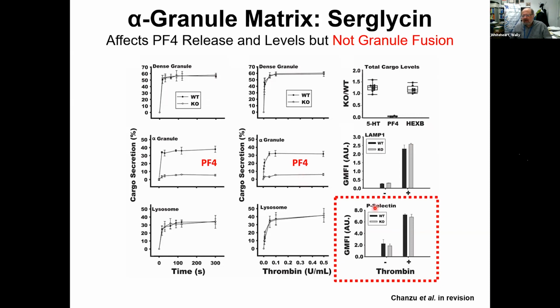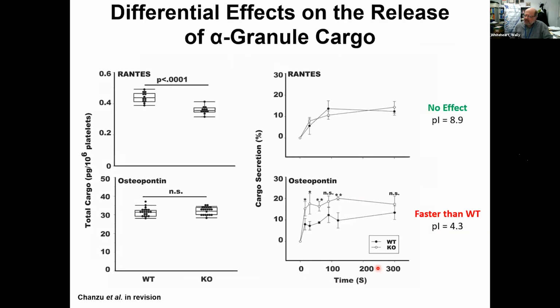Now, the granules are fusing because we see P-selectin exposure, and that's because this granule membrane protein can actually exteriorize out to the surface. So we know the fusion pores are being made correctly, but this particular cargo is not coming out correctly. What about other cargos? So we looked at a couple of others. One, RANTES, which has a high isoelectric point, so it's positively charged. And RANTES has a little bit of a defect in cargo packaging, but no real defect in secretion.